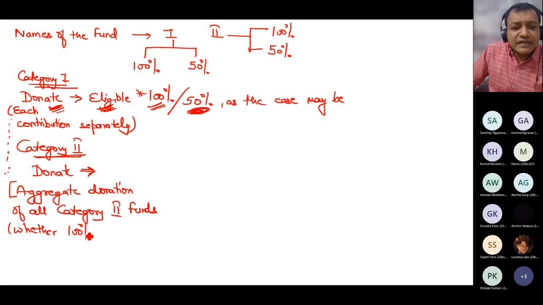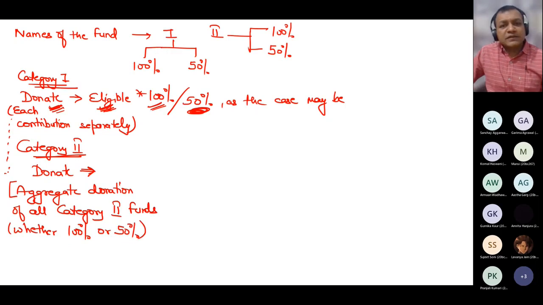Whatever you have donated in category 2, whether it is covered at 100% or 50%, club the total amount which is donated. In category 1, there is no need to club the total amount. Each contribution has its own identity in category 1. You simply multiply it by 100 or 50. But in category 2, you cannot do this. Suppose I have donated in 3 types of donations in category 2, I will club those 3. So I will get aggregate donation.